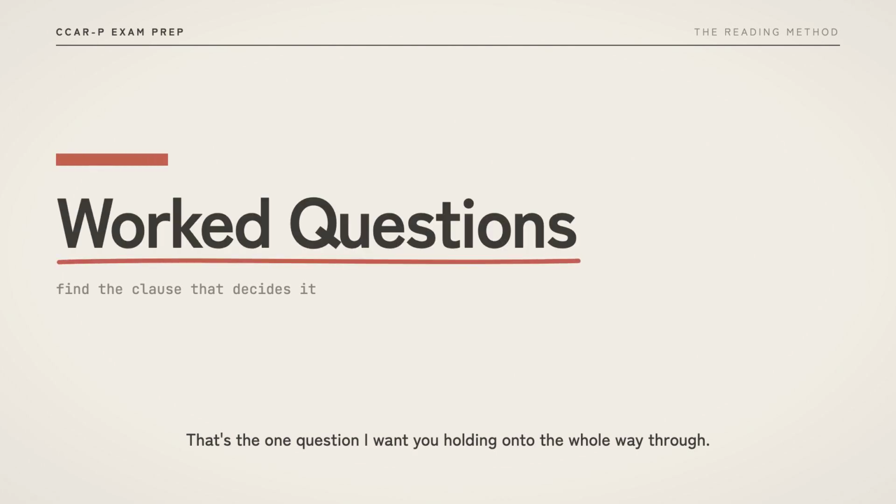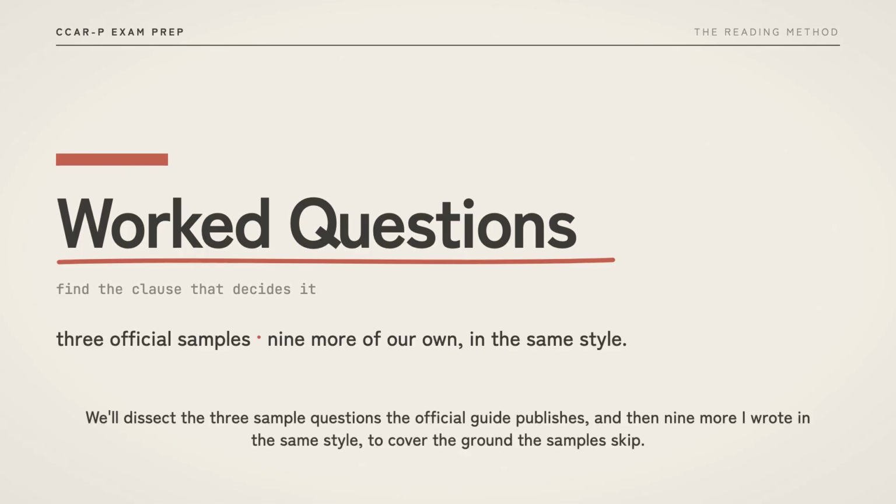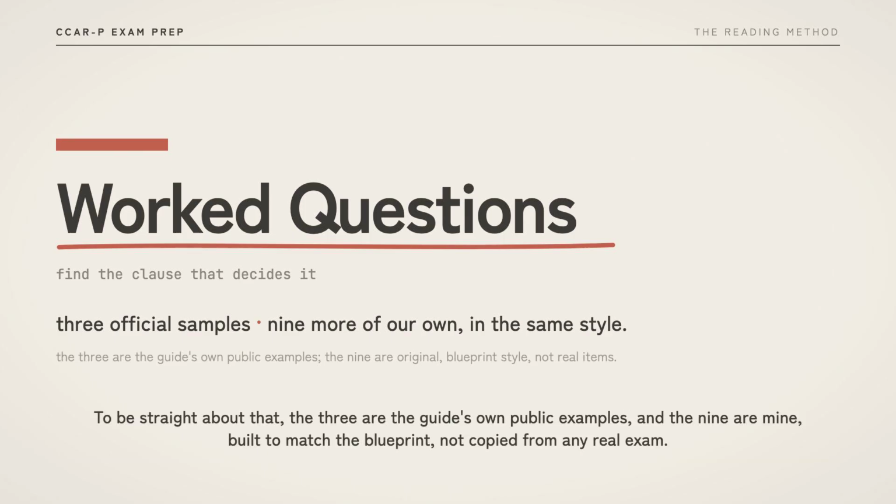That's the one question I want you holding onto the whole way through. When several answers all look right, how does an architect tell which one the exam is asking for? We'll dissect the 3 sample questions the official guide publishes, and then 9 more I wrote in the same style to cover the ground the samples skip. To be straight about that, the 3 are the guide's own public examples, and the 9 are mine, built to match the blueprint, not copied from any real exam.